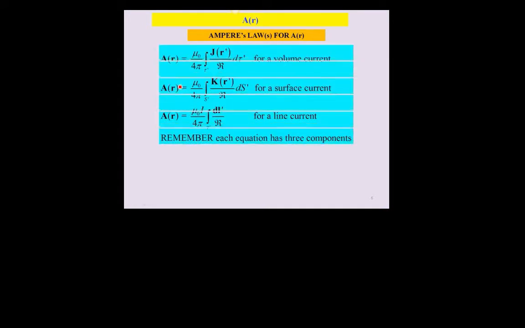So let's look at Ampere's laws for A of r. If we look at the different conditions where we can evaluate A of r, they're just similar to the conditions we have representing currents. So remember, we have J for a volume current, we have K for a surface current, and we have I with dl prime, of course, for a line current. Each one of these is a form of Ampere's law for the vector potential A. And don't forget that each equation has three components.